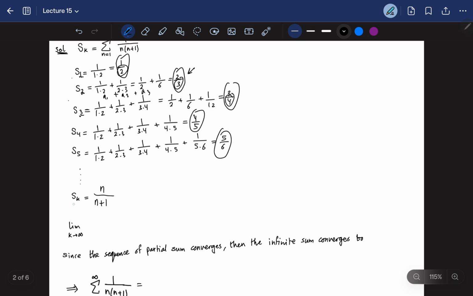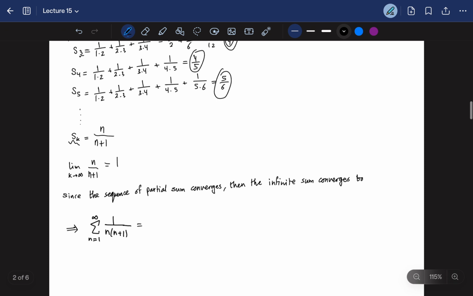So now once you identify the sequence for the partial sums, you take the limit. So if I take the limit for n over n plus 1, the limit is just 1. So the sequence of partial sums converges to 1. So if it converges to 1, this means that my infinite sum converges to 1 too. So the value of my infinite sum is going to be 1.